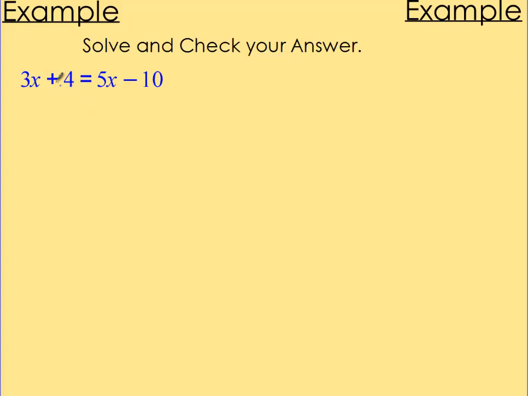Alright, let's try this out. So we have that list of steps, right? Well, which one do you think we can do here? I'm looking at this equation, I have variables on both sides of the equal sign, so I want to eliminate one. I'm going to choose to either eliminate the 3x or 5x.